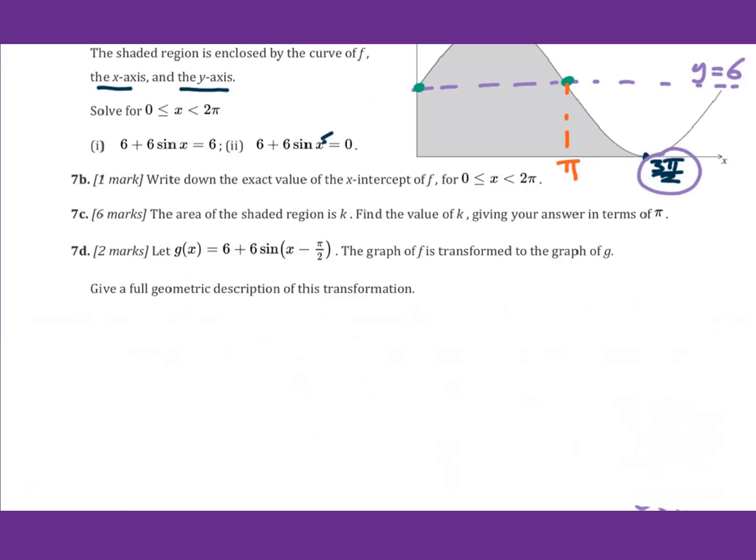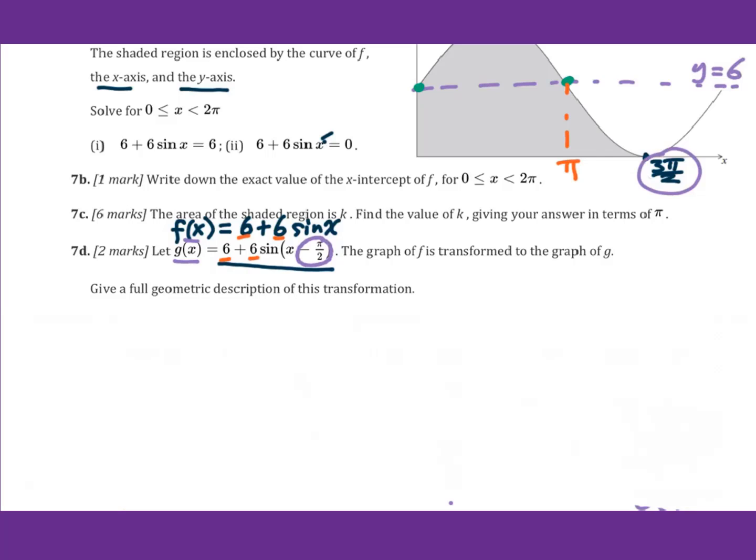For 7d, let g of x equal this. The graph of f is transformed to the graph of g. Give a full geometric description of this transformation. We write down f of x equals 6 plus 6 sine x. You have to compare g of x to f of x. The only difference is minus pi over 2. This is 6, here is 6, this is 6. So the extra number is negative pi over 2.